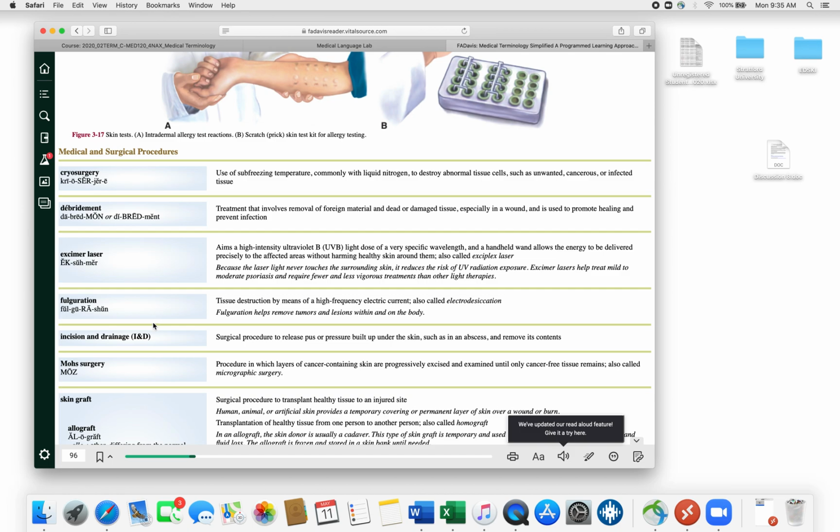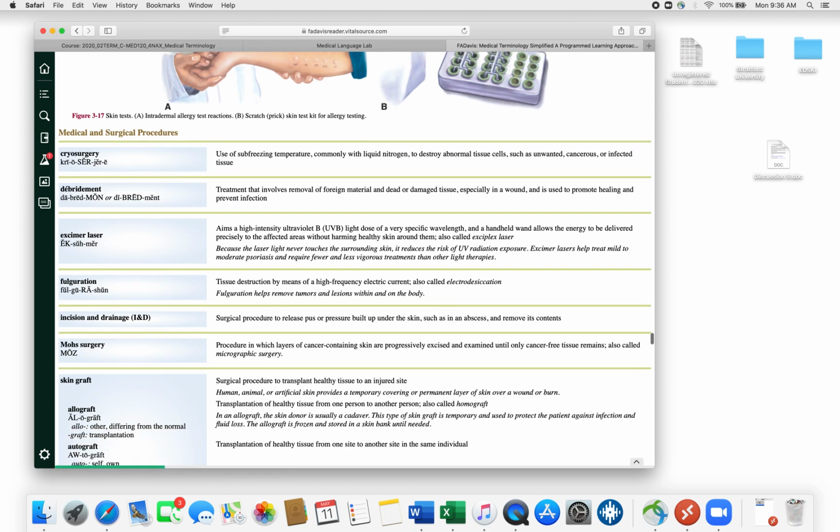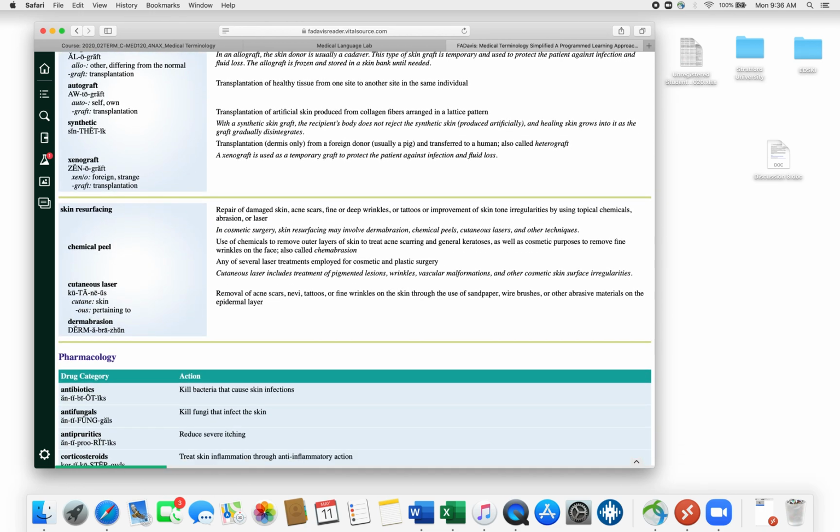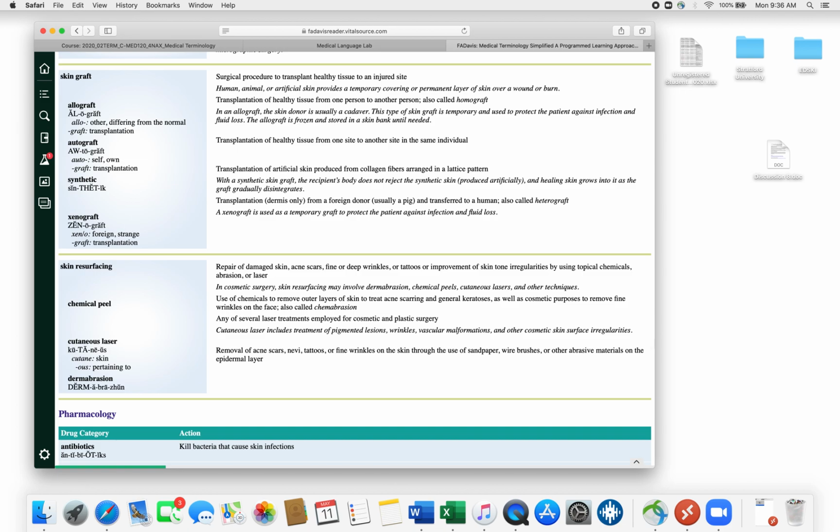Eczema laser, don't need to know about that. Fulguration, we don't need to know that. But this we already talked about. I&D, that's incision and drainage. Mohs, you don't need to know about that yet. Skin graft. Well, we'll look at skin graft. Let's look at the prefixes because those are nice.